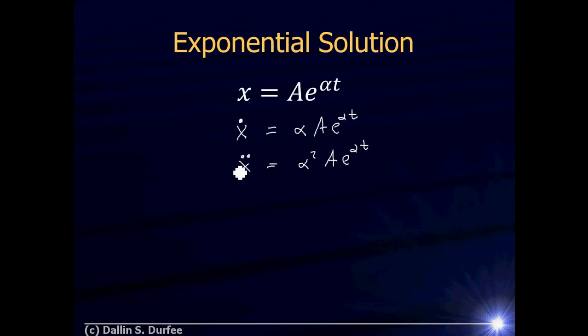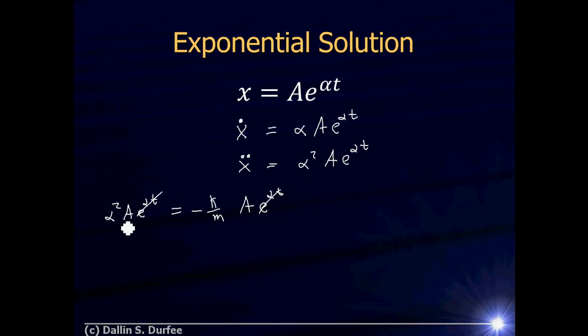All right? So I plug this into my differential equation. The differential equation said that the second derivative, which is alpha squared a e to the alpha t, is equal to minus k over m x, which is a e to the alpha t.